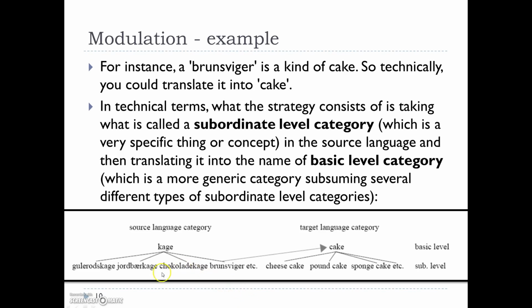Yeah, and this basic level category is a more generic category subsuming several different types of subordinate level categories. So here we have an example. We have the source language there and we have your target language here. Now we find the brunsviger down here, right? So this is the subordinate level category, right? Because it's a specific thing, a specific type of cake. And obviously the basic level then is cake. So cake here is more generic, right? And we can see that we can actually have lots of different types of cake within this one. So one way of translating brunsviger is simply to level up in a way, right? We simply go up one level to say, okay, maybe I just translate cake, yeah? Instead of translating brunsviger, I'm going to go up one level, and that turns into cake. And that's perfectly all right.